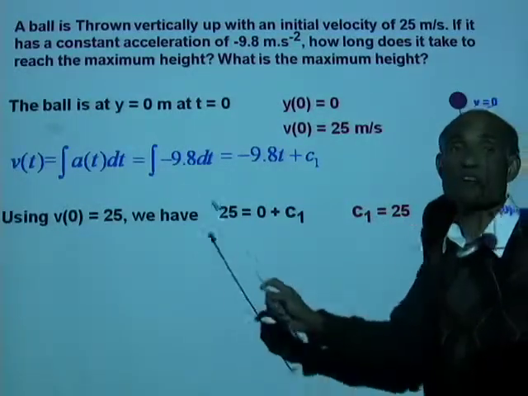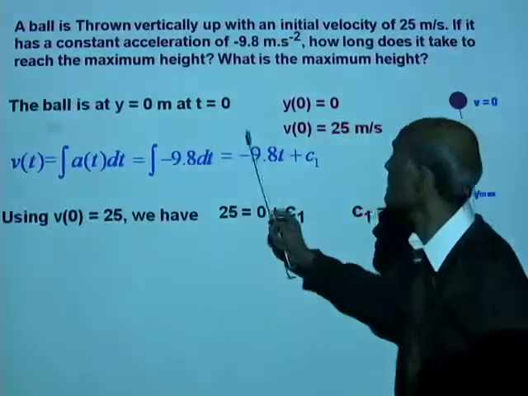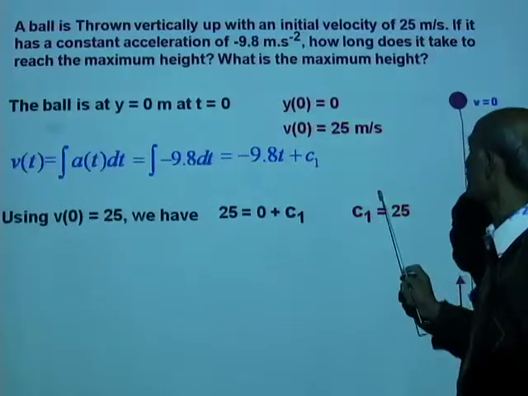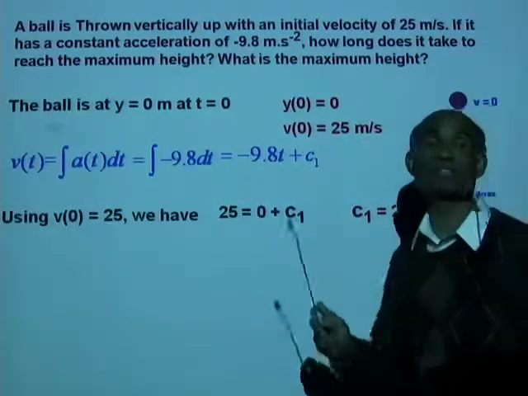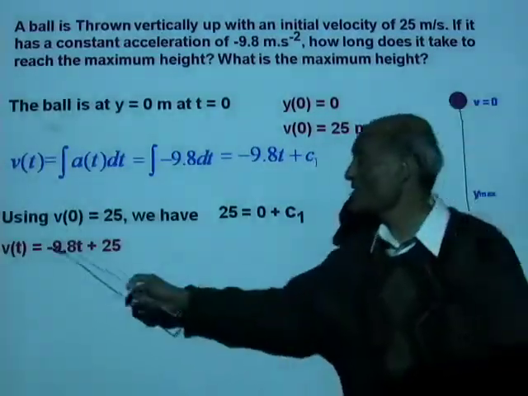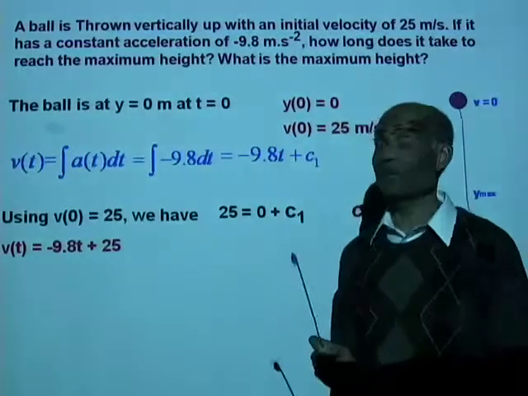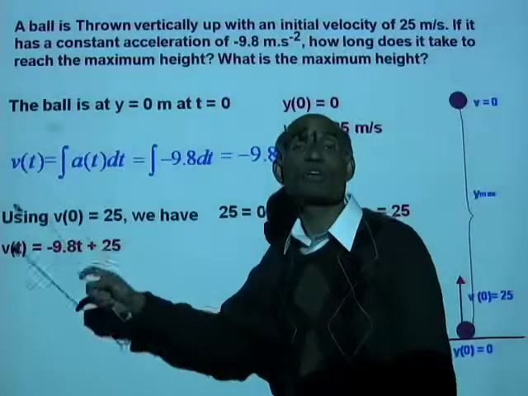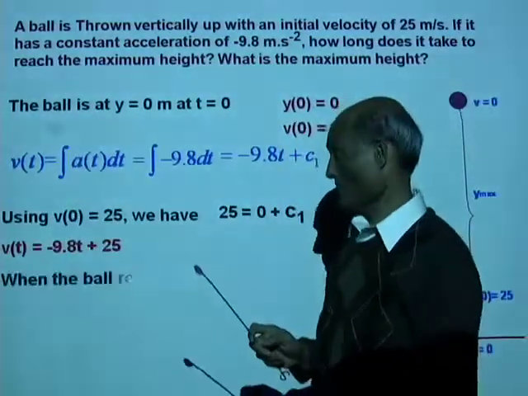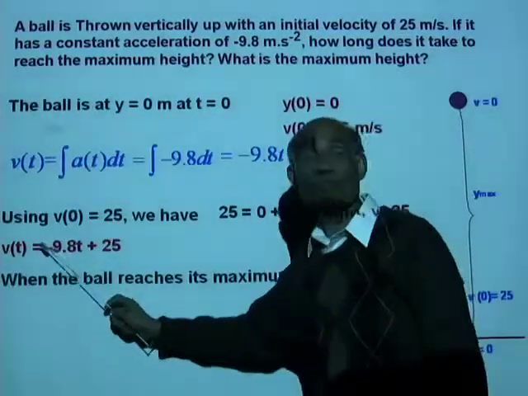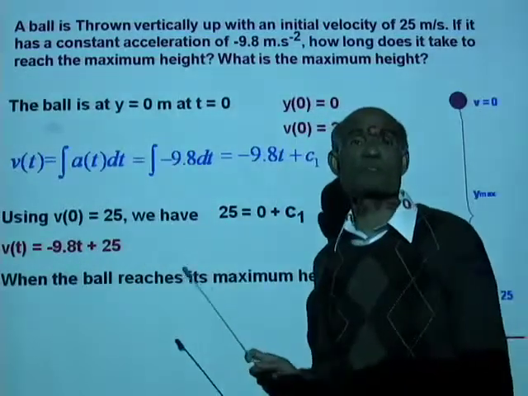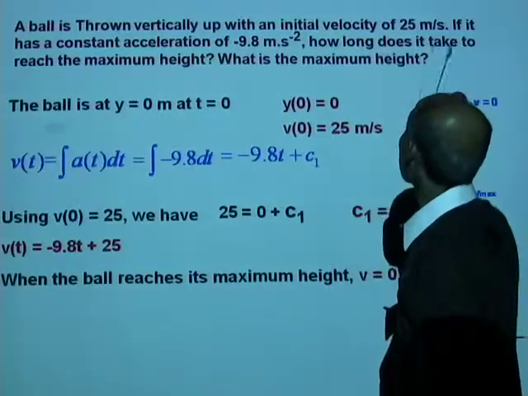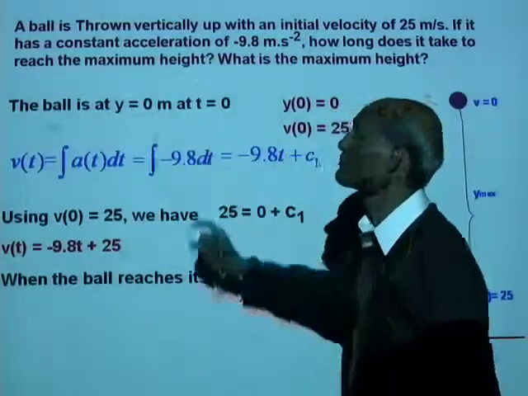Therefore, what is our velocity function? V of t, therefore, is negative 9.8 t plus, in place of c1, we now write 25. That's our velocity function. Now, if you integrate the velocity function, you can get the position function. Before we do that, in this question, we need to find how long it takes to reach the maximum height.